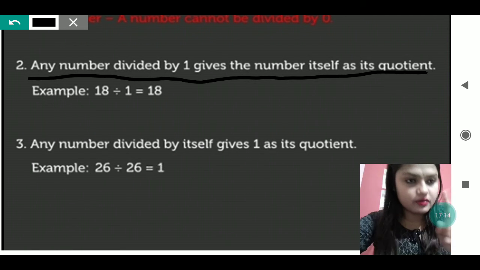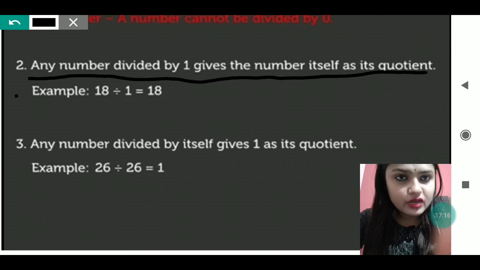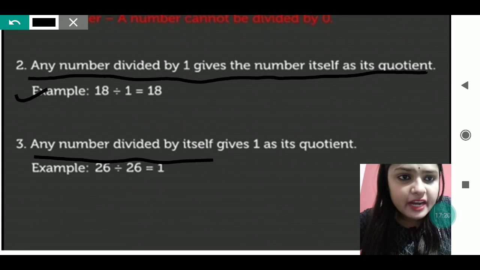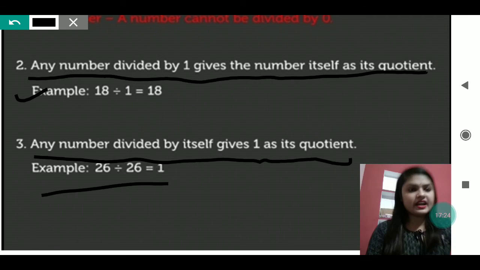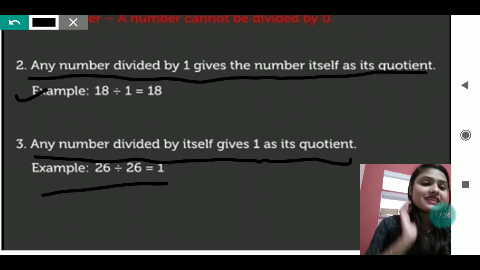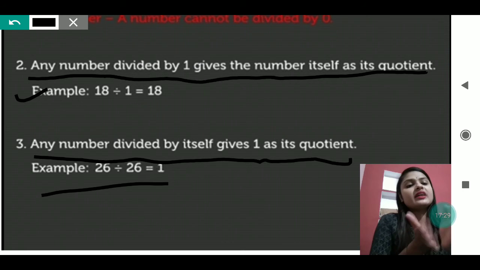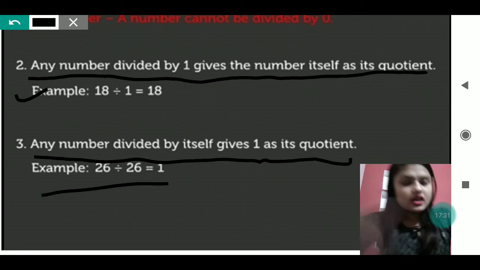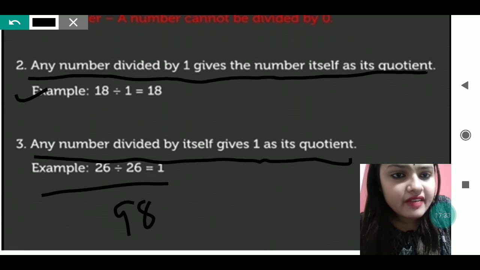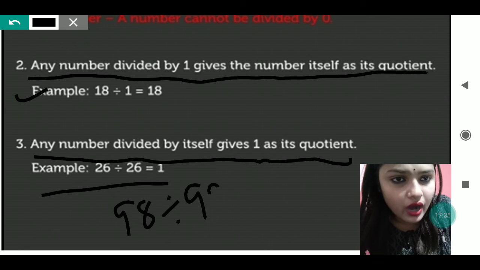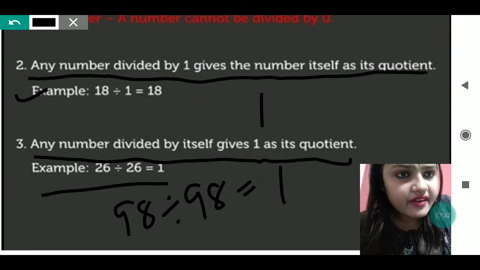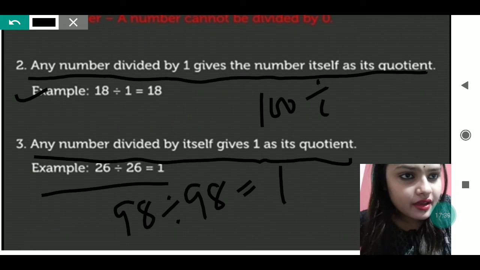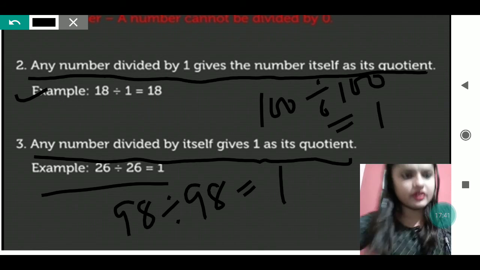Now the third property, you can see this example. Any number divided by itself gives 1 as the quotient. That means 26 divided by 26 will be 1, 98 divided by 98 will also be 1, and 100 divided by 100 is also 1.